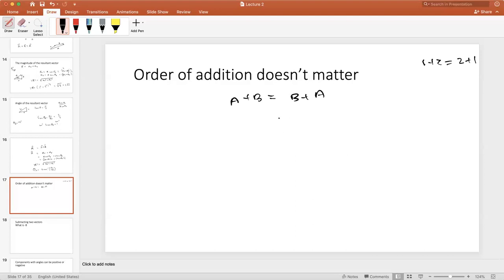But here, in vectors, does it? Well, it turns out, yes, it does. It doesn't matter the order, because here you get ax plus bx plus ay plus by, and these are your x and y components of whatever this happens to equal. This would be the same, except by and ay would be flipped, and so it doesn't matter. Therefore, the order of addition doesn't matter. I can prove this to you another way.